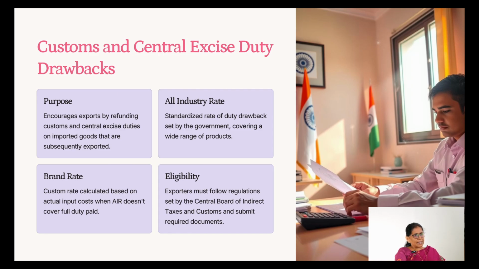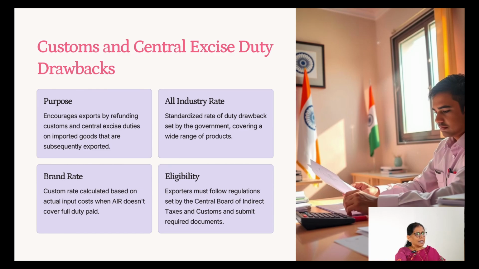The duty drawback mechanism operates by refunding duties and taxes imposed on raw materials, components or intermediate goods used in the production of export products. These taxes include customs duties on imported raw materials and excise duties on domestic inputs. By reimbursing these costs, the government reduces the effective cost of production, enabling exporters to offer their goods at more competitive prices in the international markets.